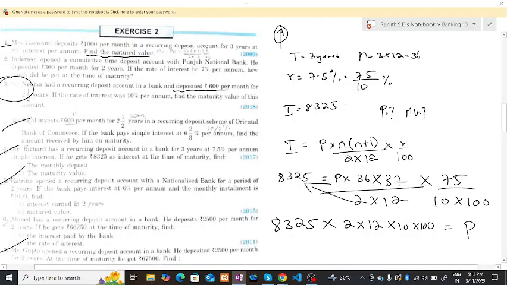Yes. Okay. Before reducing it, write it like this, students. Don't reduce it. First, write it like this. Keep P as it is. Bring down the other numbers. 36 into 37 into 75. Now start solving. You'll get the value of P.